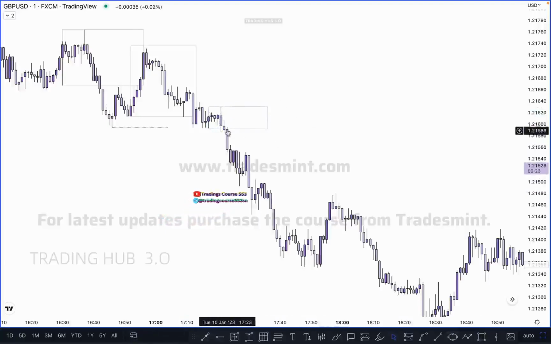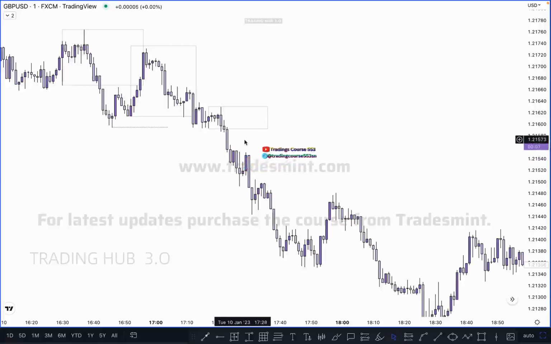It means the market broke this low, and the market must fill this order flow, then we can take a decision for the sell. But the market did not tap here, so this becomes our unmitigated order flow, and the market can fill this order flow in upcoming moves.